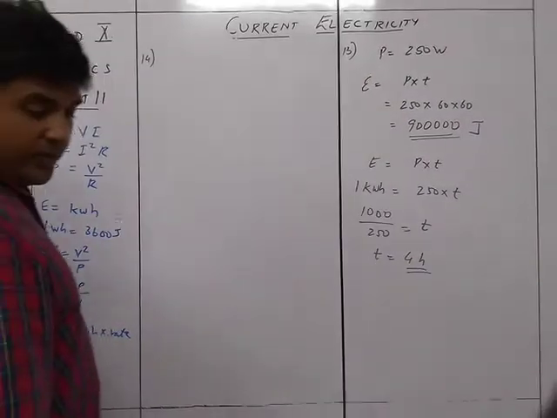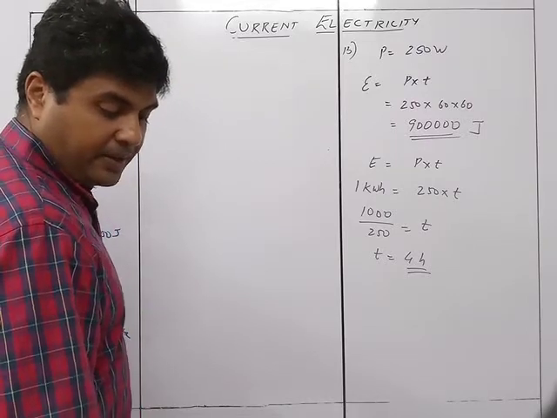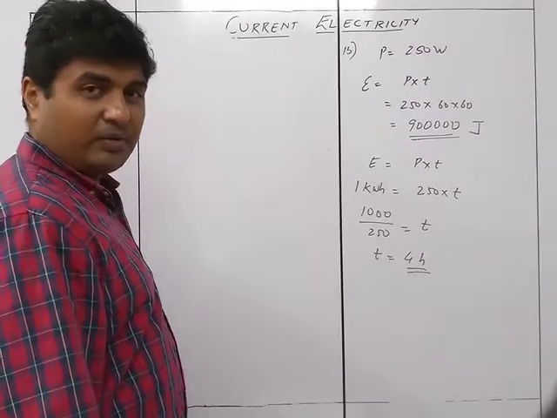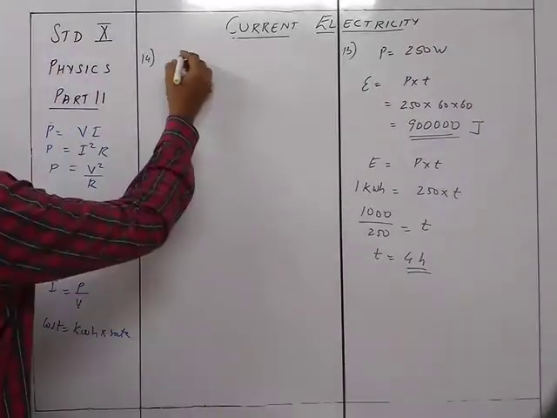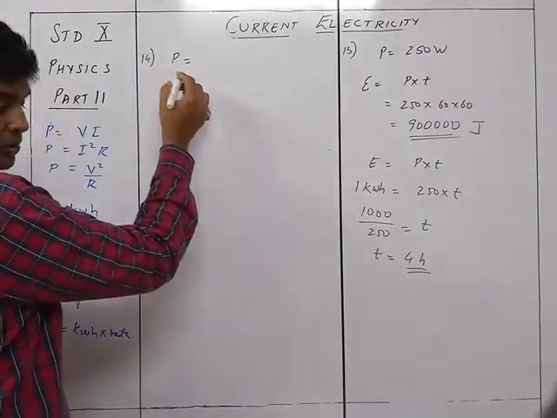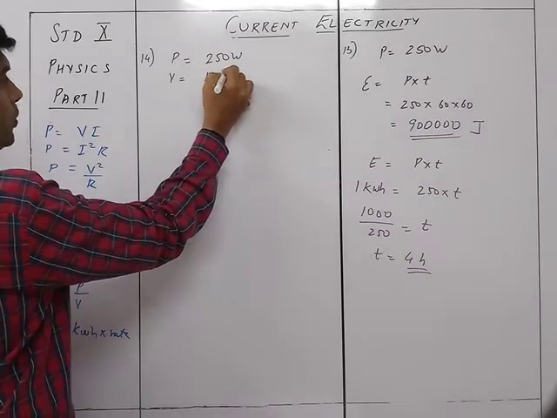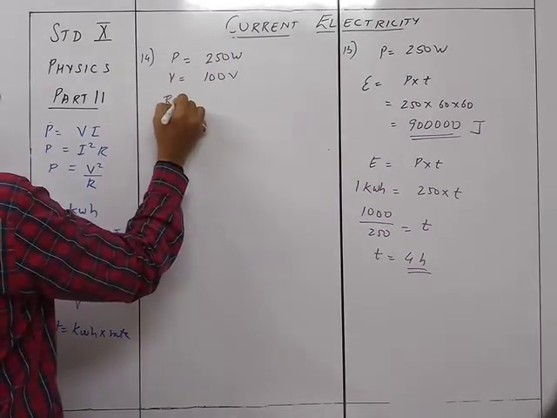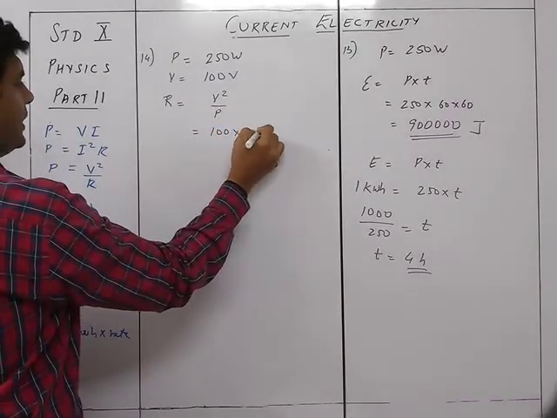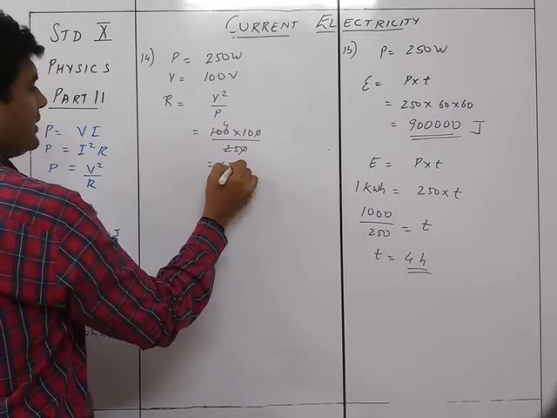Okay, so first of all, because they are all connected in parallel, the voltage is going to remain the same, the current is going to be different in each of them. So let us do a simple thing. First of all, the power is given, let us find the resistance. So power is 250 watt and voltage is 100 volts. So R is equal to V square upon P, which is 100 into 100 upon 250. So that is going to be 40 ohms.